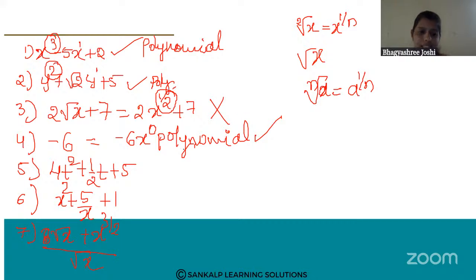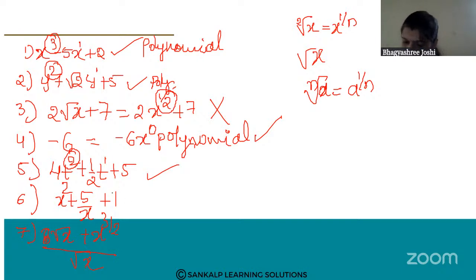Okay, next. Observe carefully. 4t square 1 by 2t plus 5. Observe the variable power. Here 2 is there, here nothing is there means 1. 2 and 1 are whole numbers. Therefore, it is a polynomial. Yes, it is polynomial.